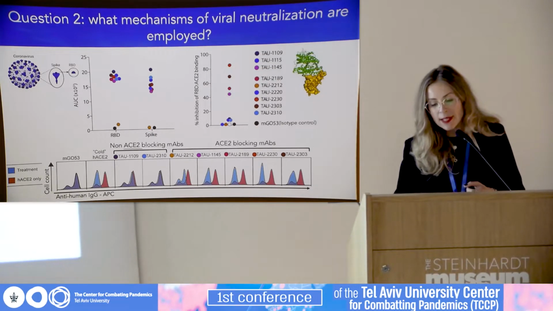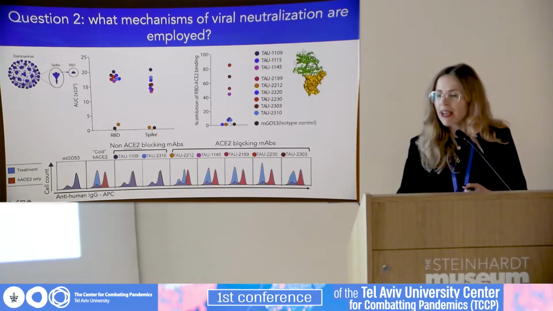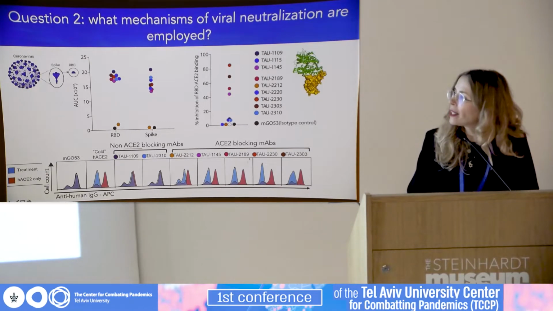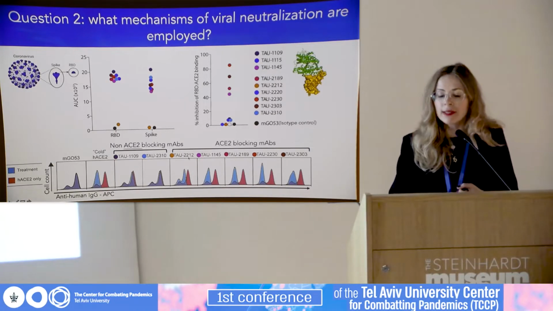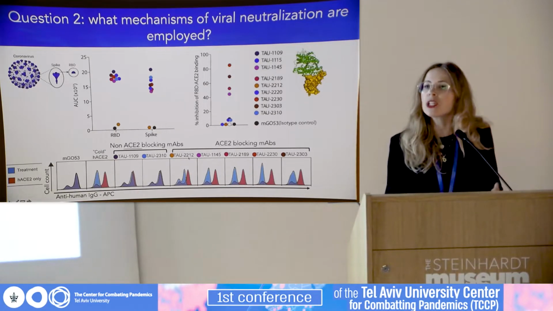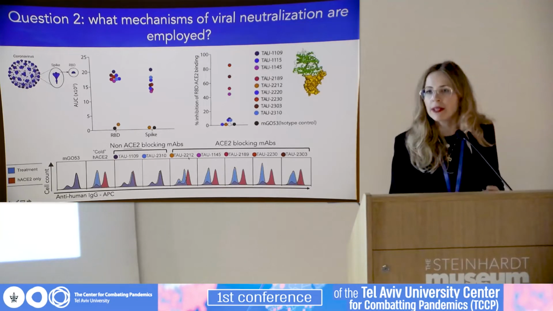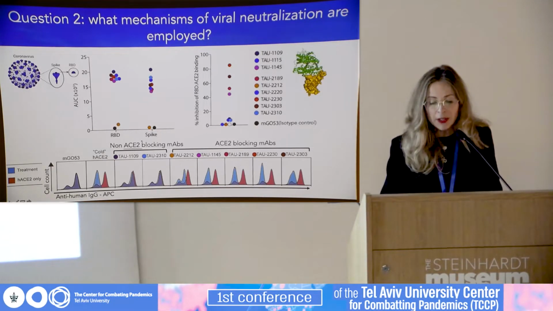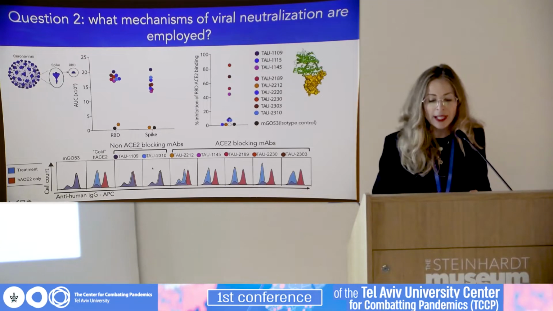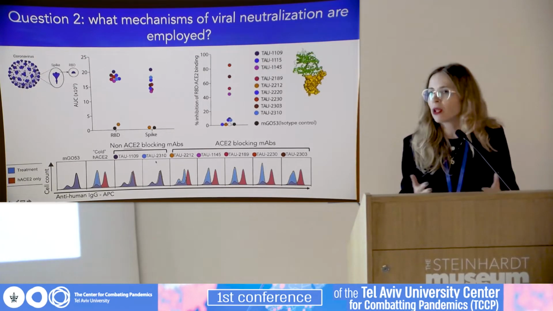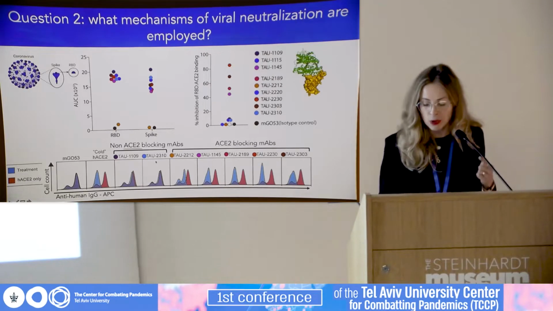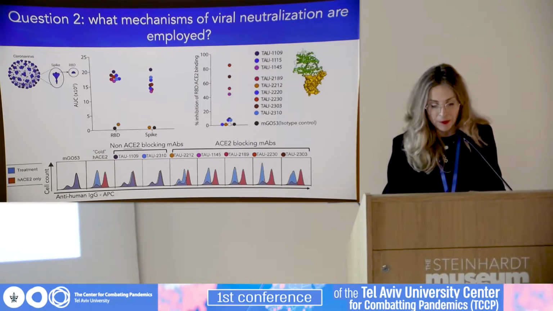We could see that the same 4 antibodies were very effective in blocking ACE2 binding to the cells, and also this tau2212 antibody that did not bind in ELISA was actually very good in inhibiting ACE2 binding to spike. The other 2 antibodies, 1109 and 2310, were neutralizing but via a different mechanism because they could not block ACE2 binding to spike. So we will get back to that.